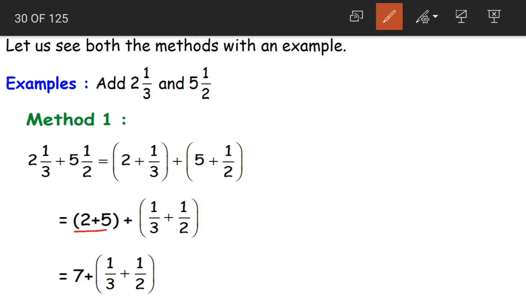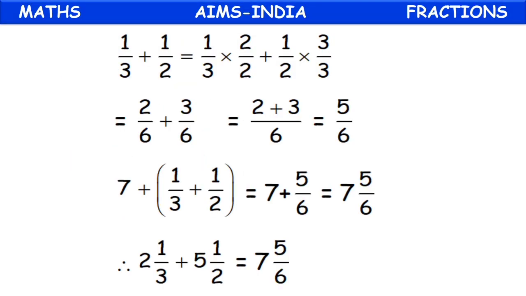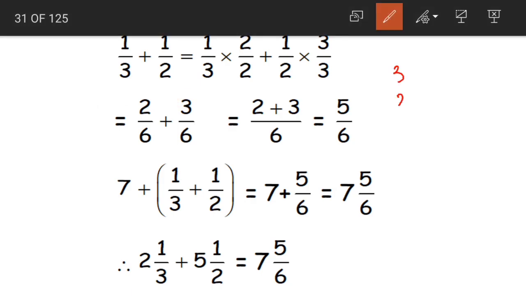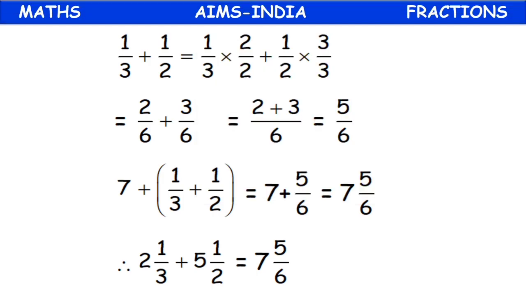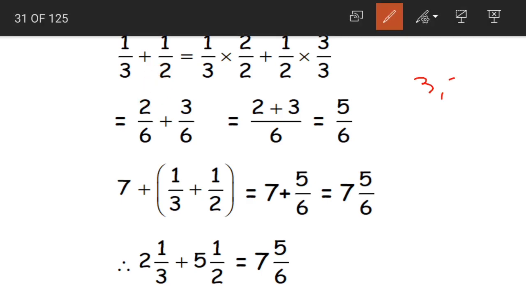Now 2 plus 5 is equal to 7, plus we have 1 by 3 plus 1 by 2 here. These two are our unlike fractions. We need to convert them into like fractions by taking the LCM. If you remember the previous sum we did, the LCM of 3 and 2 was what, children? The LCM of 3 and 2 is equal to 6.